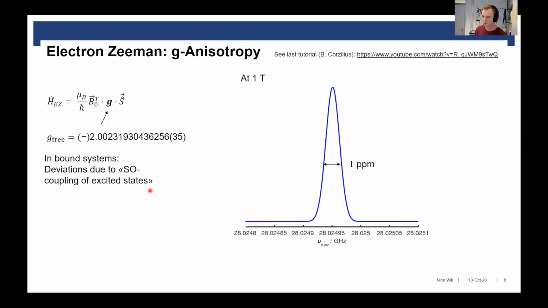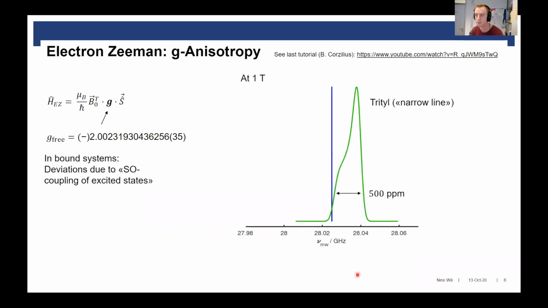So for this, I made some simulations at 1 Tesla. At first, let's say we have just a 1 ppm broad line somewhere around 28 gigahertz. I made the scale in gigahertz here. So this is a simulation of a trityl radical that I use in my lab. I just looked at this, and it would be roughly 500 ppm broad. And this is what we call a narrow line in EPR. It's actually a pretty narrow line.